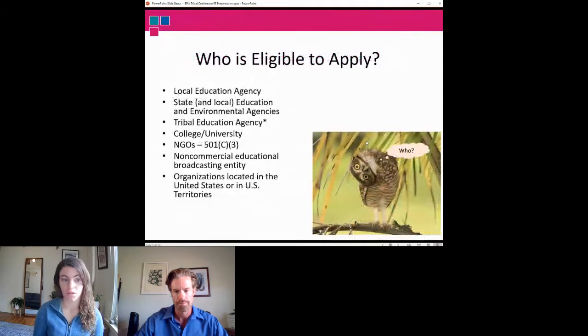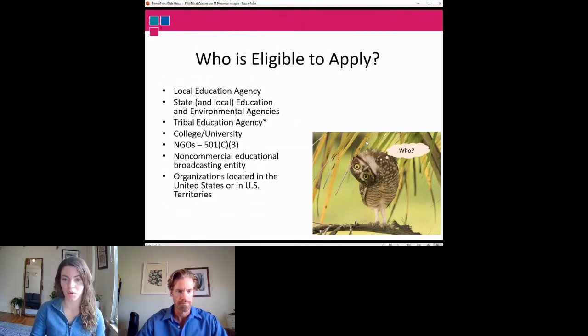And who's eligible to apply? Local education agencies, state and tribal agencies, colleges and universities, nonprofits, and non-commercial educational broadcasting entities. So a wide variety, but definitely excited to encourage any of you that are interested to apply. And tribal folks are definitely eligible.